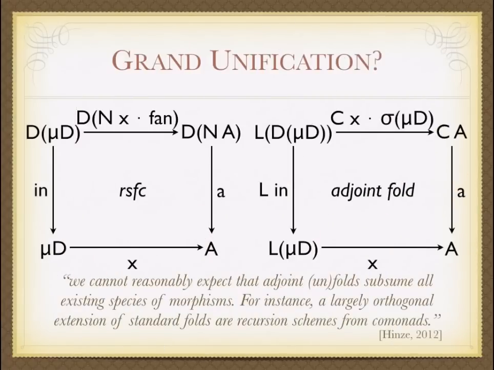So a natural question to ask is whether or not these two general recursion schemes can be combined in some kind of grand unification. Putting these two diagrams side by side, we can see that they're rather different, and indeed Hinze said that we cannot reasonably expect that adjoint folds subsume all existing species of morphisms, and in particular, he says, for instance, a largely orthogonal extension of standard folds are recursion schemes from comonads.